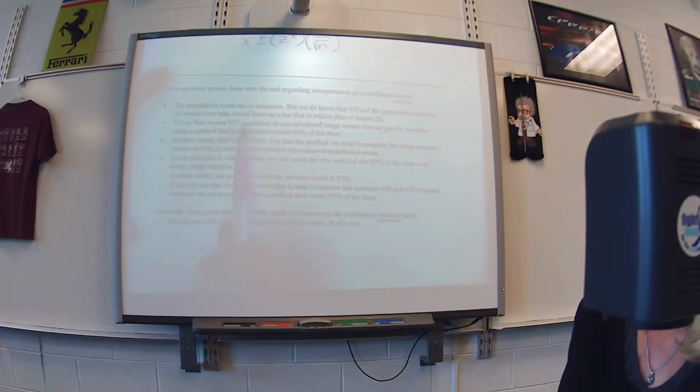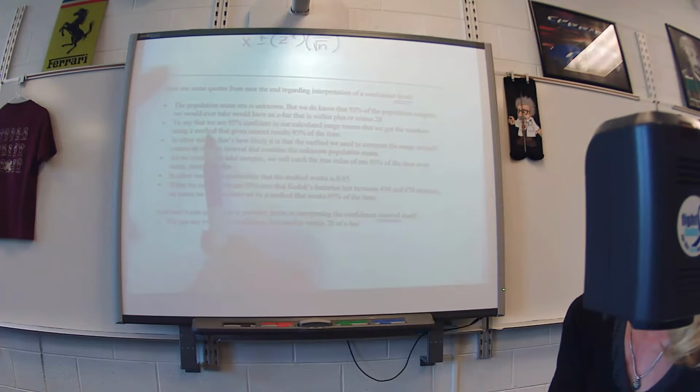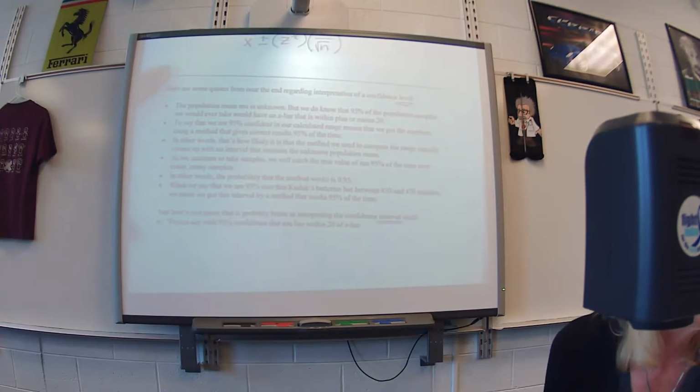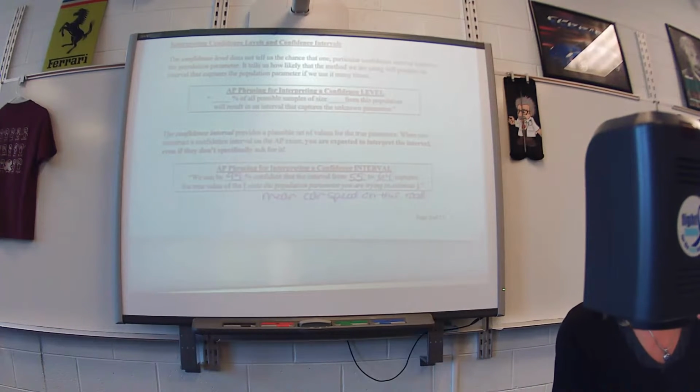To say that you are 95% confident means that we got the numbers using a method that will give correct results 95% of the time. It's very generic. It's just telling you what the 95% means, okay? 95% of the time, if I keep collecting samples and I keep making confidence intervals, 95% of the intervals that I create should capture the true mean.